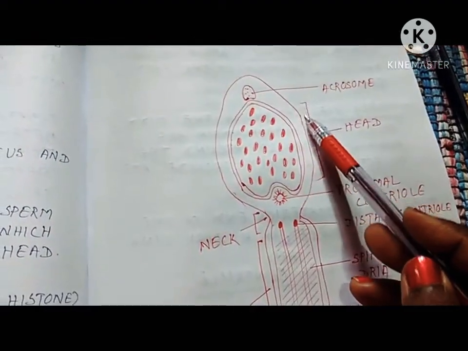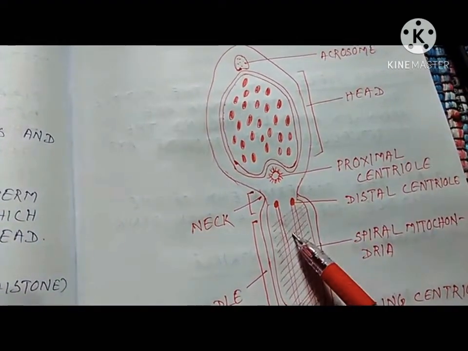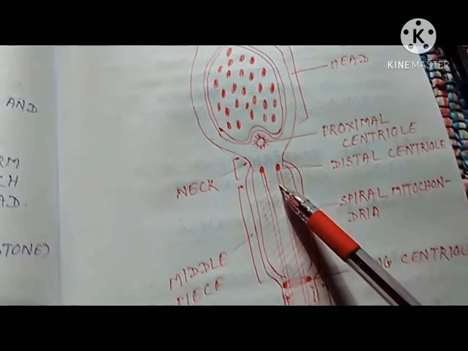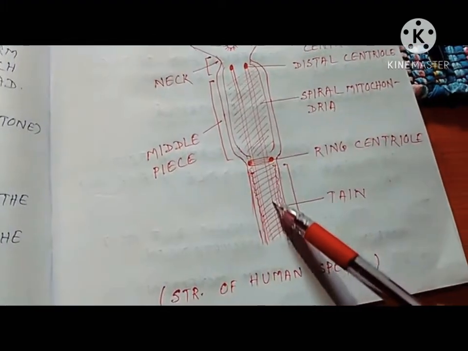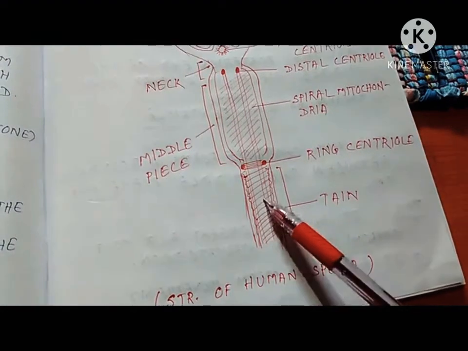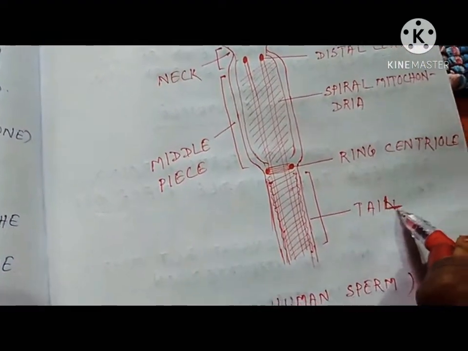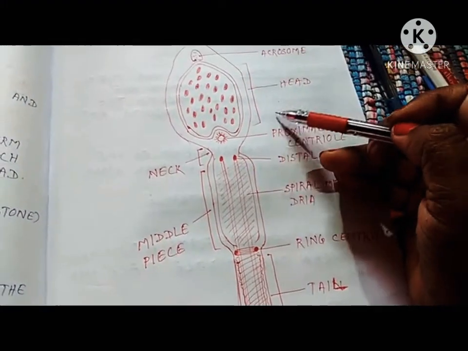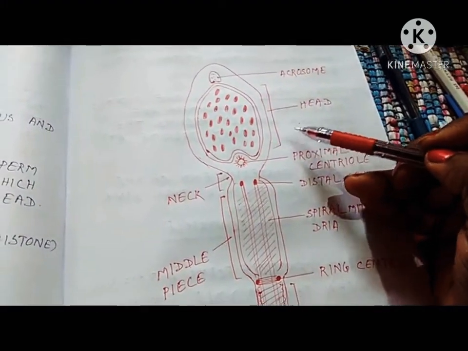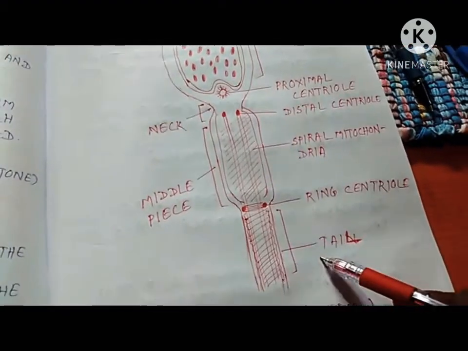This portion is called the head. The narrow constriction between the head and middle piece is known as the neck, and the second portion is the middle piece, and the last thin motile structure is known as the tail. These are the three parts of sperm that I am showing you in the diagram: head, middle piece, and tail.